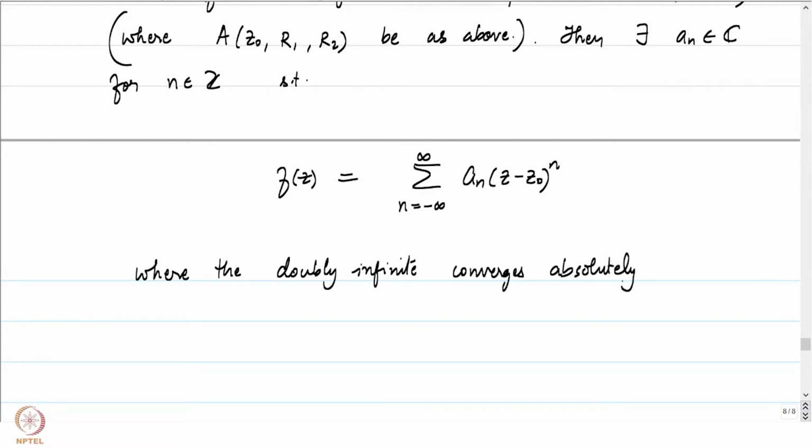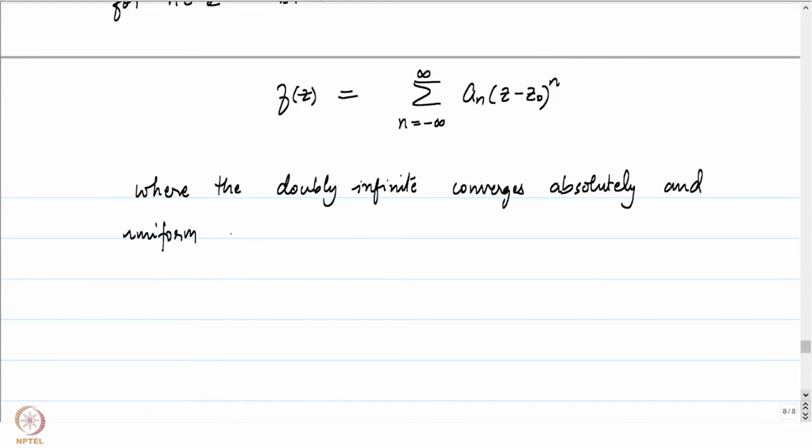This is going to converge absolutely in the annulus A(z0, R1, R2) and uniformly on a smaller annulus, uniform in A(z0, small r1, small r2), where capital R1 is less than small r1, which is less than small r2, which is less than capital R2. So, if you take any smaller subannulus, in such a subannulus this convergence is going to be uniform.